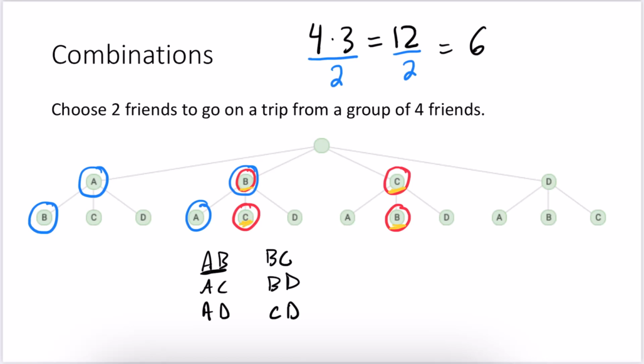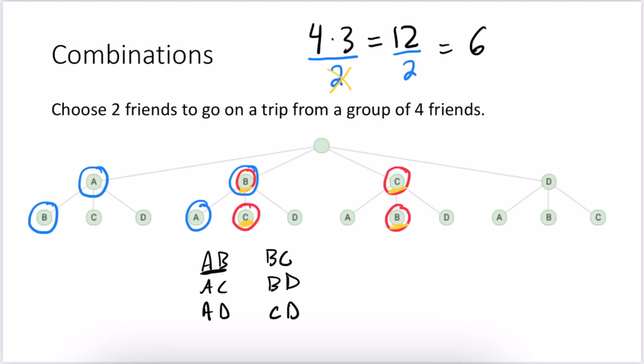Because if the first choice is your president choice and the second one is your vice president choice, it is different if you have C as your president and B as your vice president versus having B as your president and C as your vice president. And so the only difference between combinations and permutations is whether or not the order that you make your choices in matters. If it does matter, then you use a permutation and you don't divide by the duplicates.